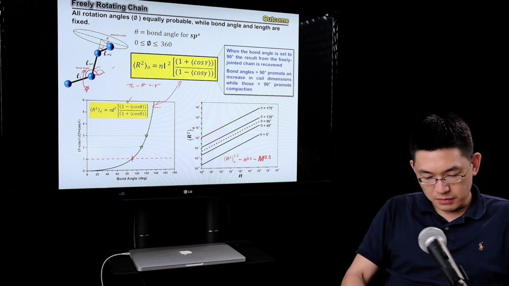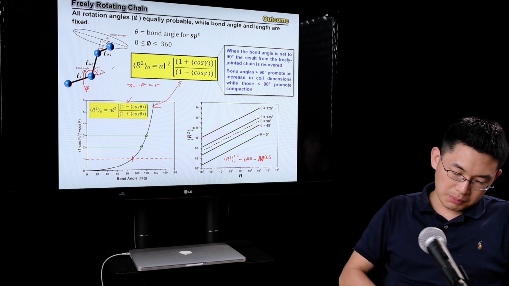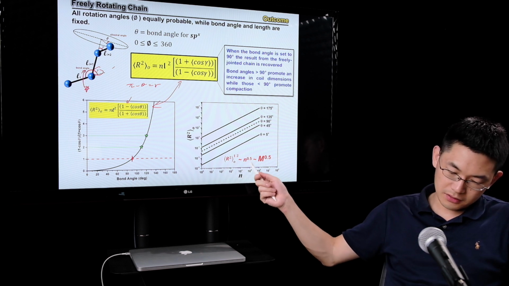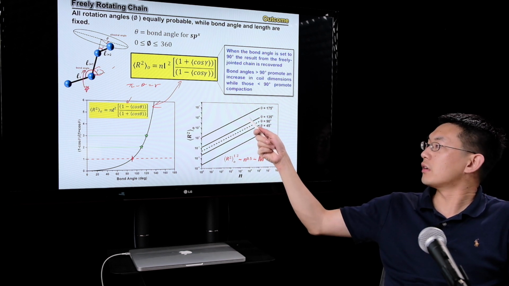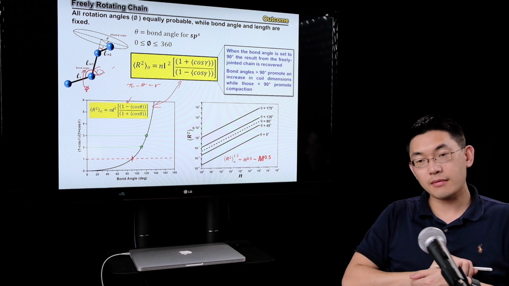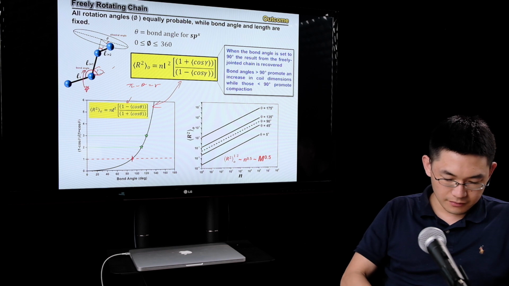This has also been verified in different calculation and mass data, as you show. We plot r square, which is end-to-end distance, versus number of bonds. And depending on different bond angle, we can calculate out how they would depend on those bond angles we have discussed.